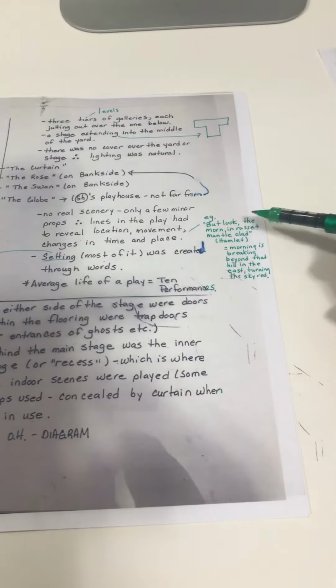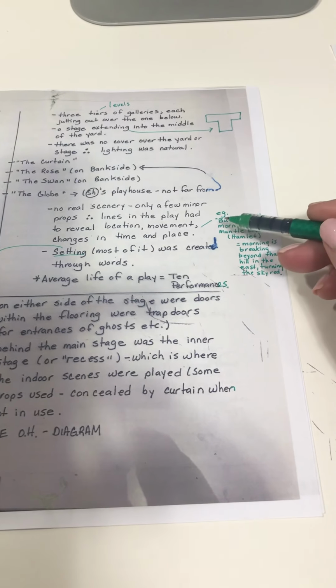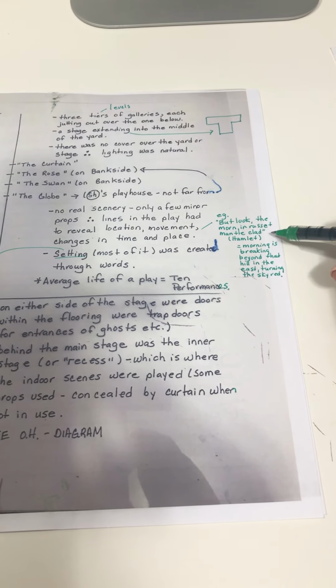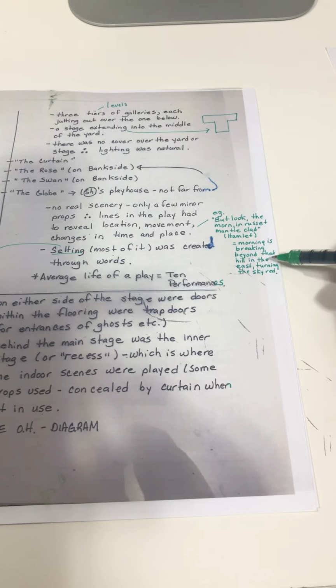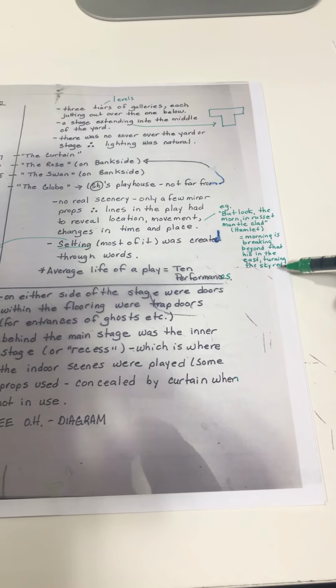But look, the morn in russet mantle clad. So again, here we see that the language, the actual line, reveals the setting, reveals to the audience that it is morning. Morning is breaking beyond that hill in the east, turning the sky red.